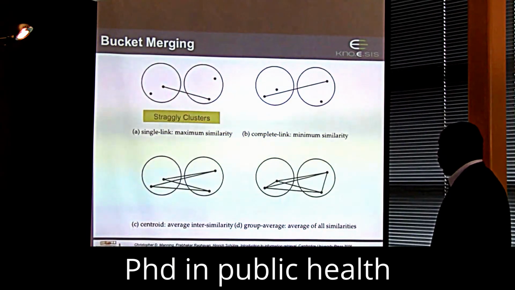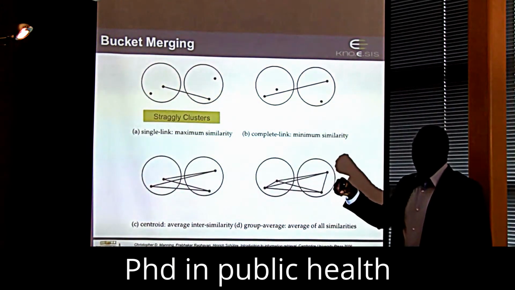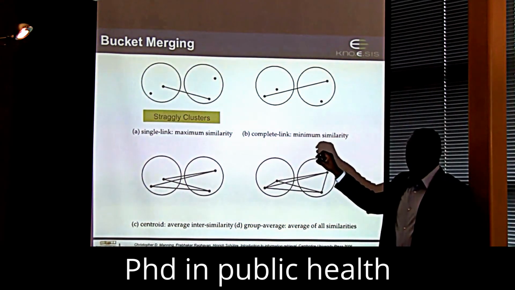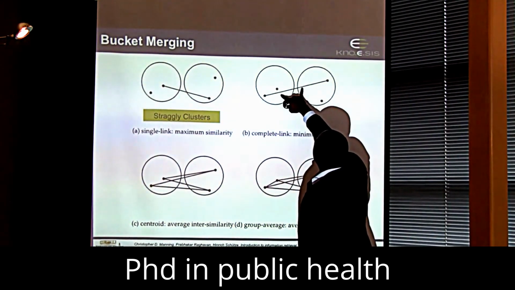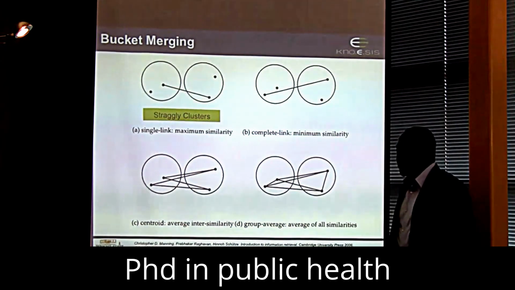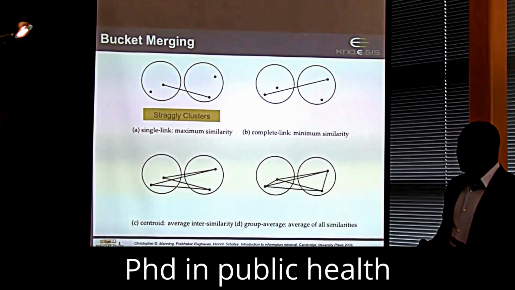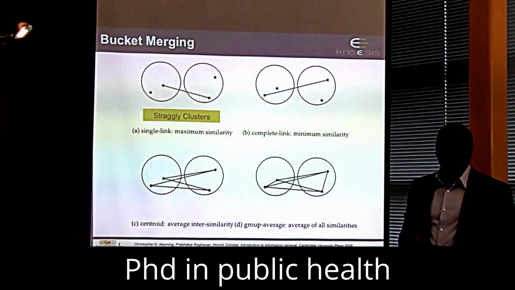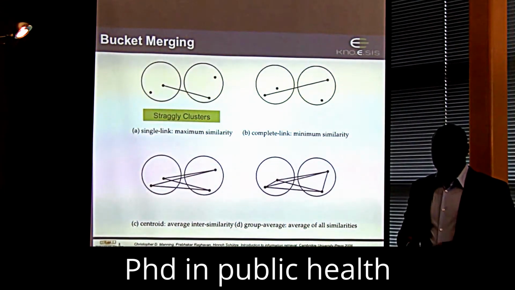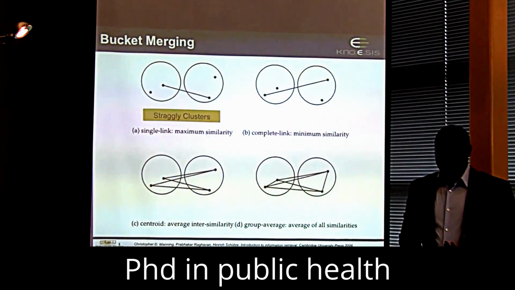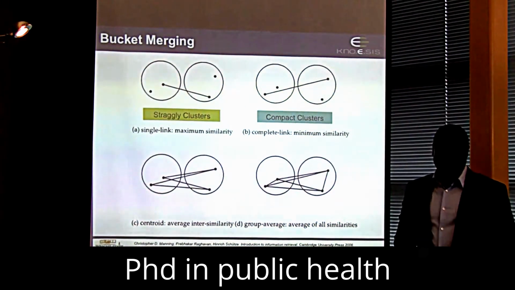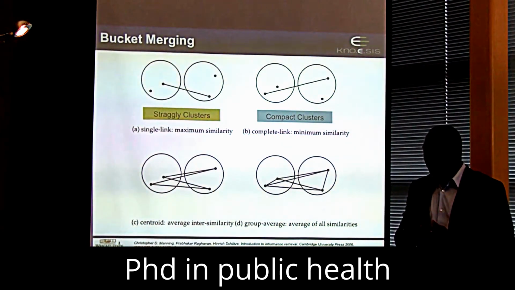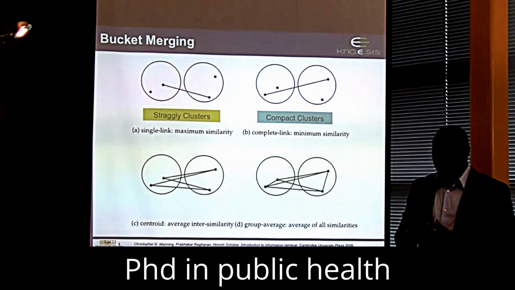For complete link, which is the opposite, it will use the minimum similarity. If the minimum similarity score across all pairs of paths in 2 buckets is above my threshold, then it must mean that all of the other paths are also above my threshold. That will give me very compact clusters, which is not bad, but it's not ideally what I want. What I want are things that are related within this context, but not so related. I want things that are in the region.